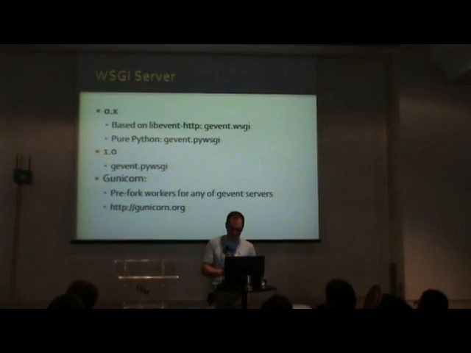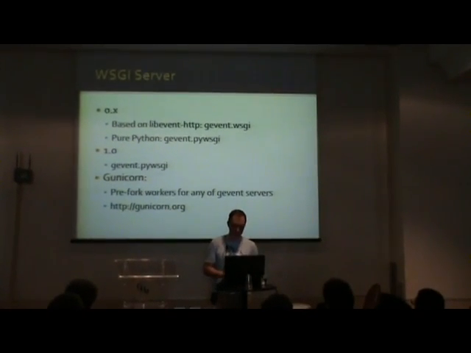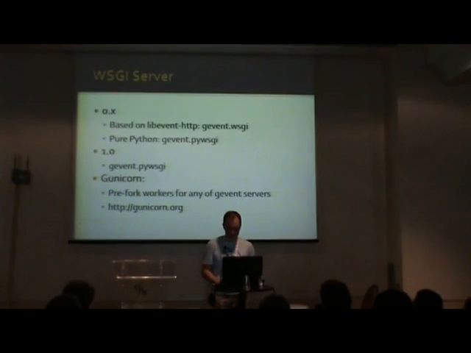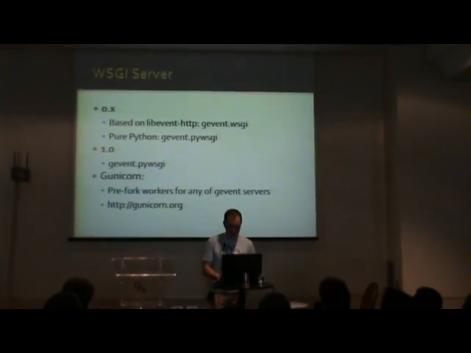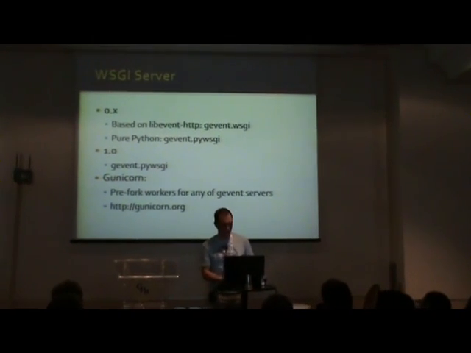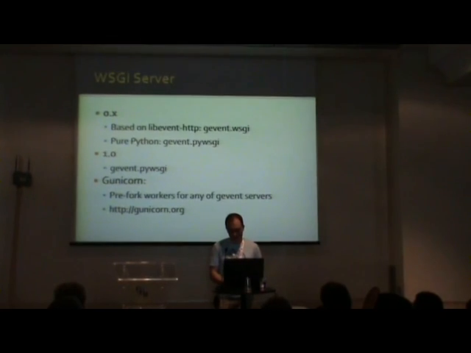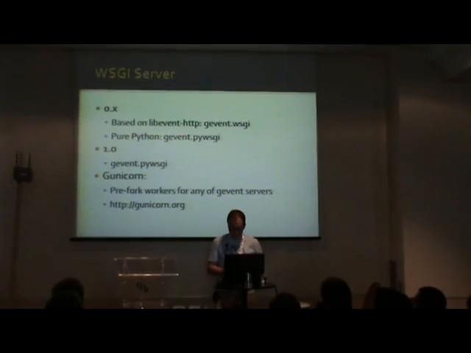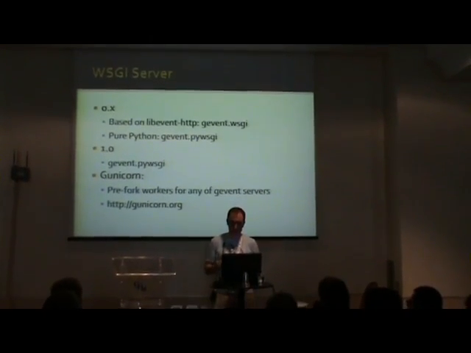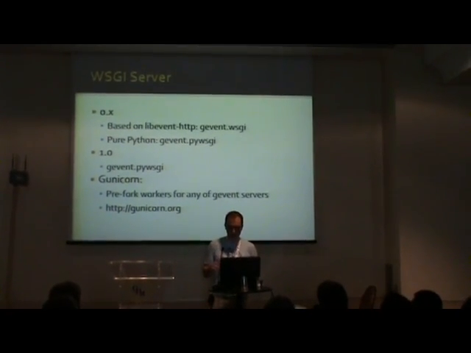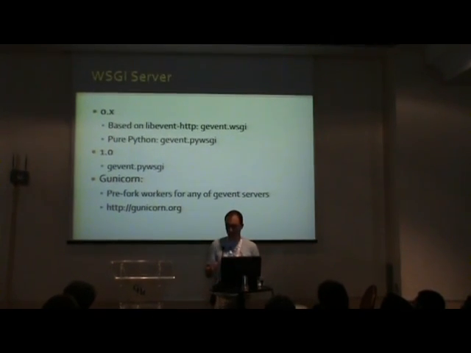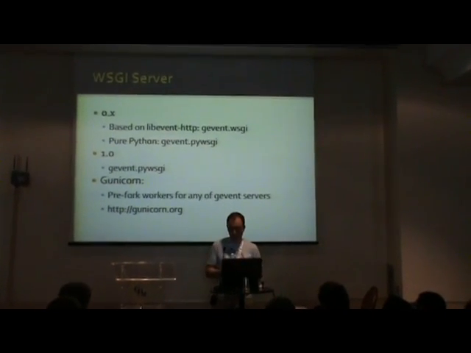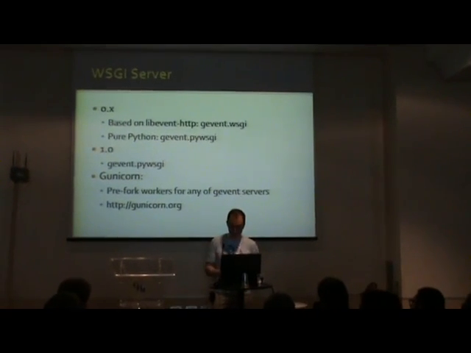We also have WSGI servers. In the 0.x version, there are two of them. One is the fast one based on the libevent HTTP server. Another is the pywsgi server that has more features. One of the features missing from the libevent one is KeepAlive. So in the 1.0 version, we kind of lack this fast server because we don't use libevent, maybe we won't at all. So this is something that needs to be done. Now this is just an in-process server, and if you want to deploy it, there is a pre-fork server called Gunicorn. You just say, this is my application, I want to use the gevent worker, I want a number of local processes, and it runs the application in this multi-process environment.